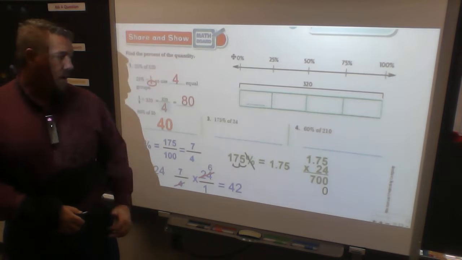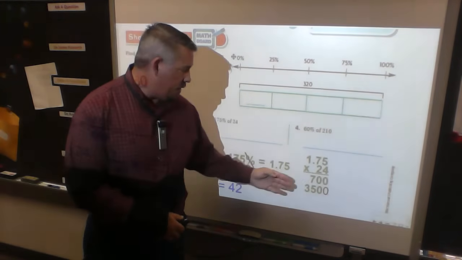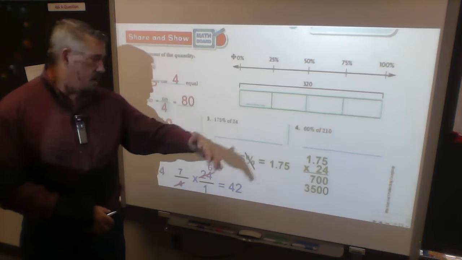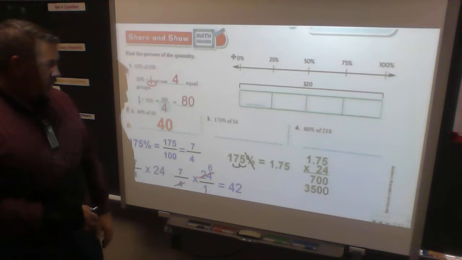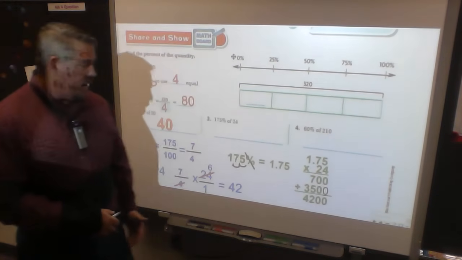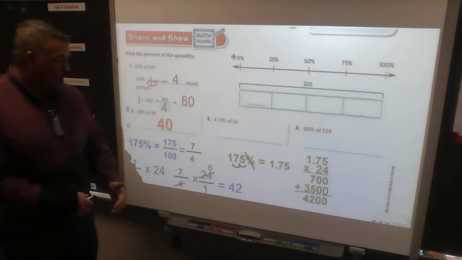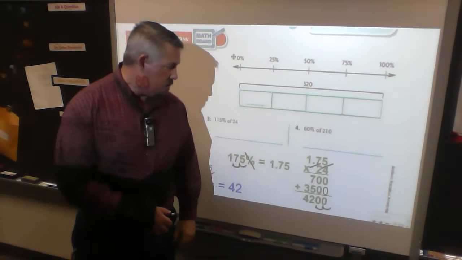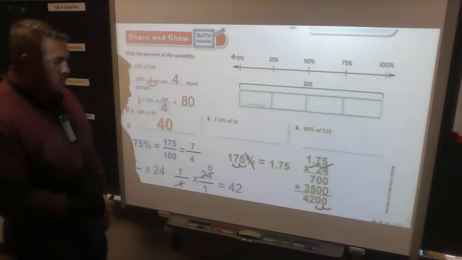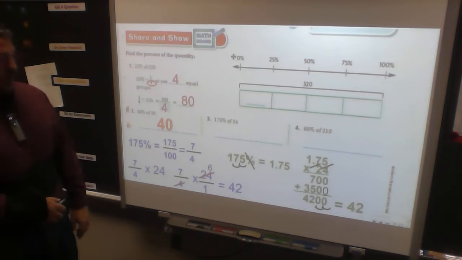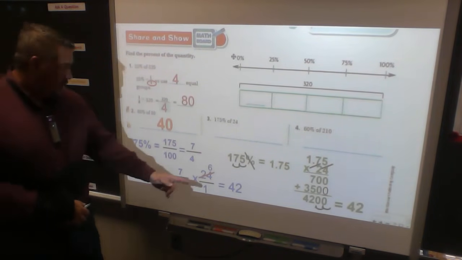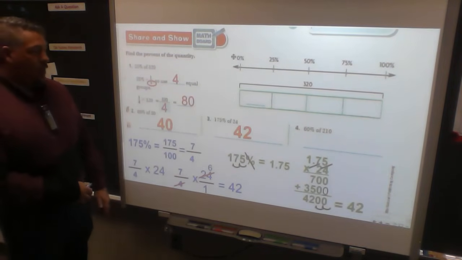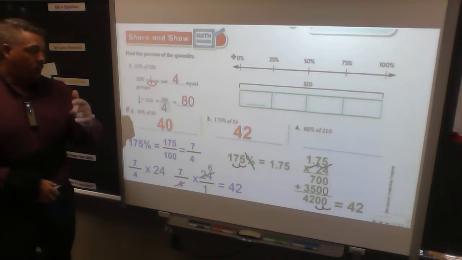Now I multiply by 2s. 175 times 2 is 350. I know that $1.75 and $1.75 makes $3.50, so I know it's 350. When I add those together, I get 4200, but I have 2 decimal spaces. So with my 2 decimal spaces, that tells me move my decimal point over 2 times, which gives me an answer of 42. This says 42, that says 42, so I know that my answer, 175% of 24, is 42.